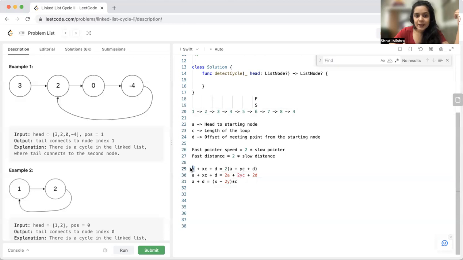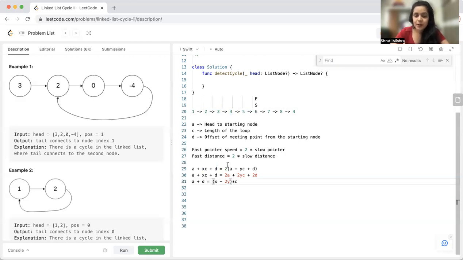So the distance is basically A, which is head to the starting point, this, plus if it did X number of times, it went around the loop X number of times, then it is going to be X into C plus D. D is the offset of the meeting point from the starting node. So between 4 and 6. So first it went from 1 to 4, and then it went around the loop a few times, and then from the starting node to the meeting point, right?